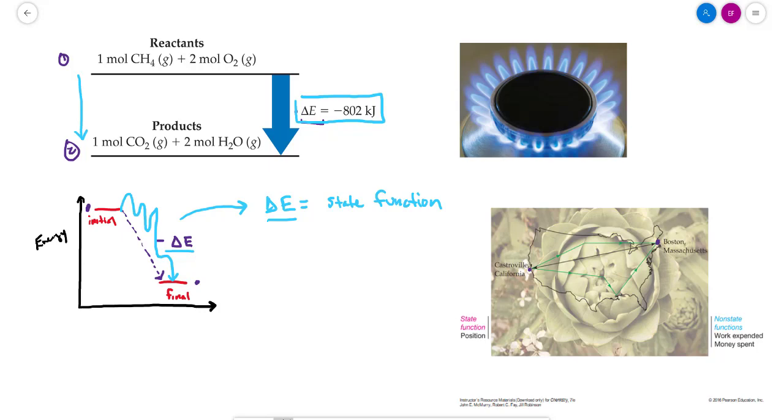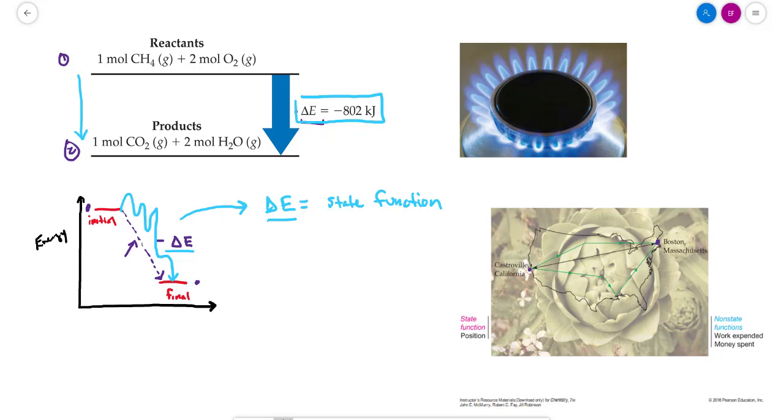You could charter a flight and literally fly directly from Castroville, California in a straight line, which is this black line, all the way to Boston. That would be one way to traverse from initial to final, and that would be analogous to this sort of straight line, right?